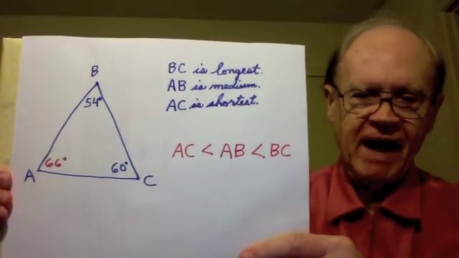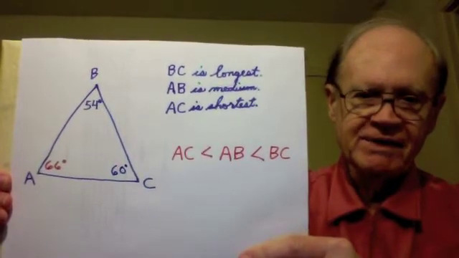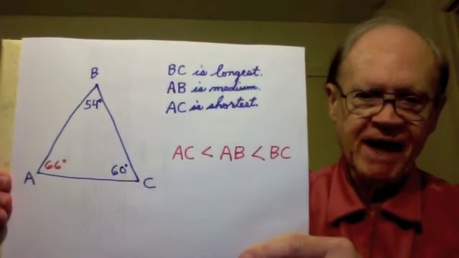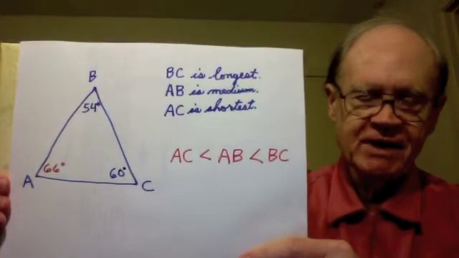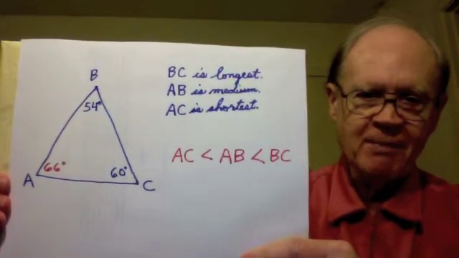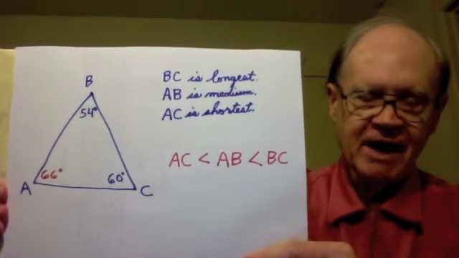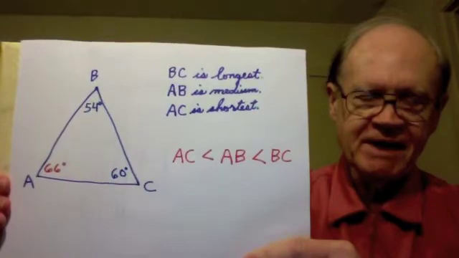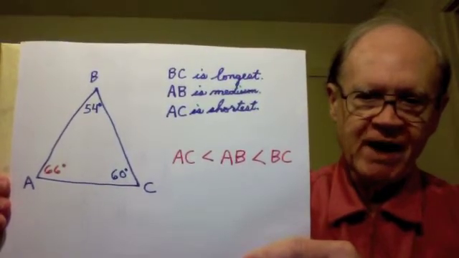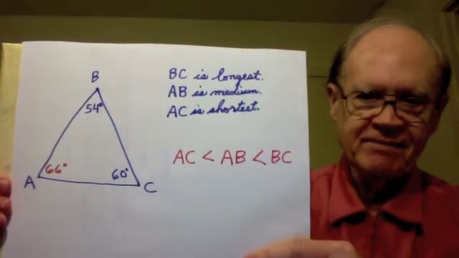Since angle B is the smallest of the three angles, the side opposite angle B, which is AC, is the shortest, and that leaves side AB, which is opposite the medium-sized angle, to be the medium-length side. And so we can write AC is shorter than AB, which in turn is shorter than BC.